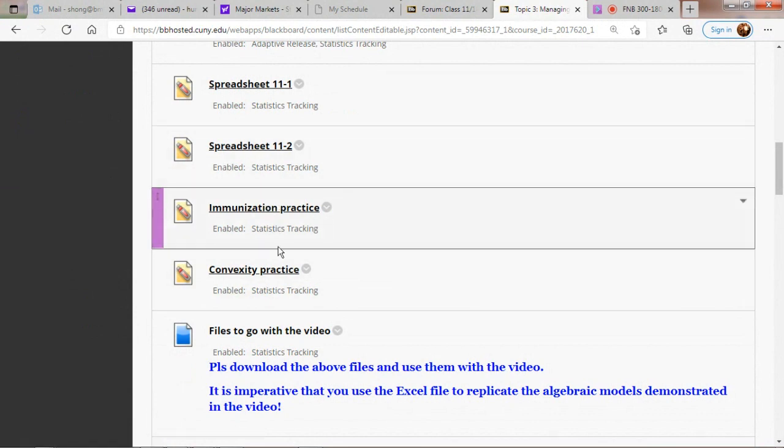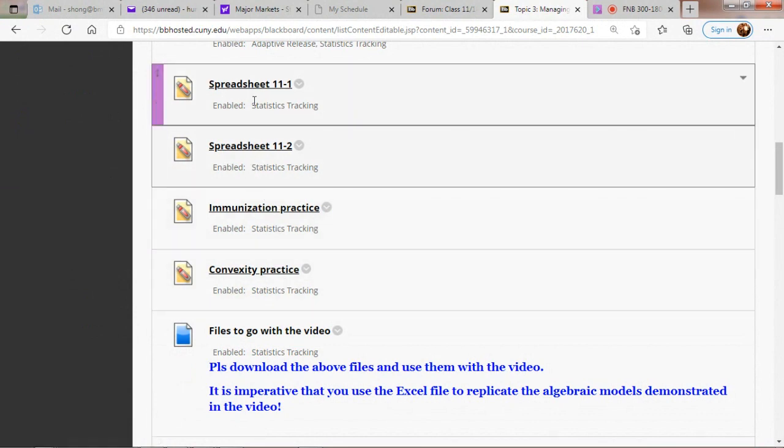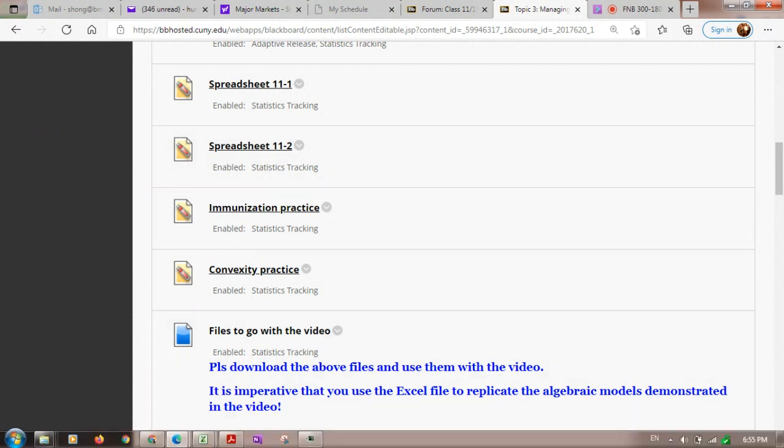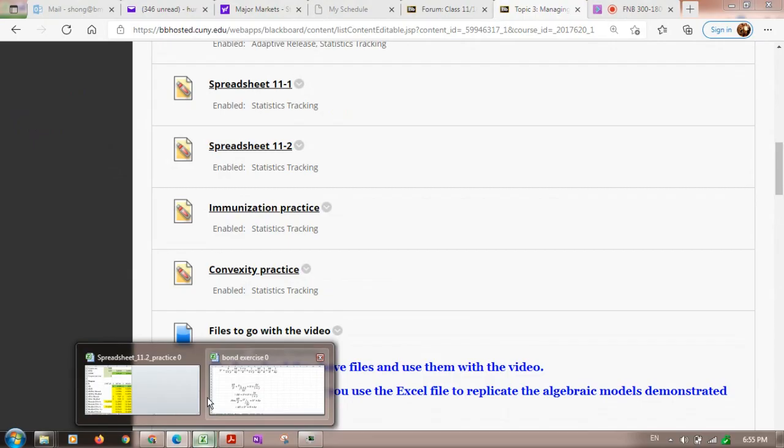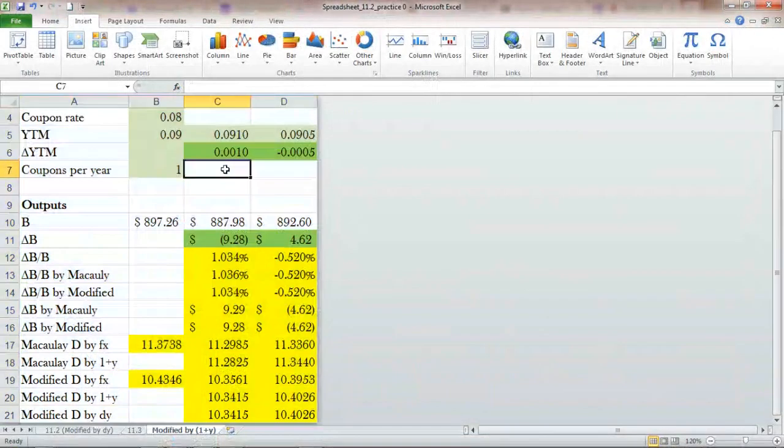Right? Here, it's spreadsheet 11-2. Okay? Do you have it with you? When you open it, it will be all blank, other than the initial input data, it would be all blank.